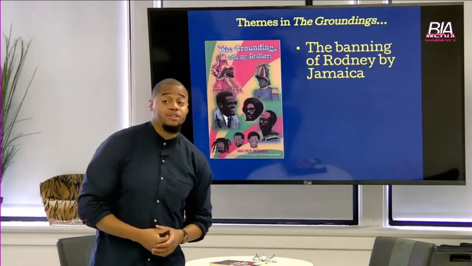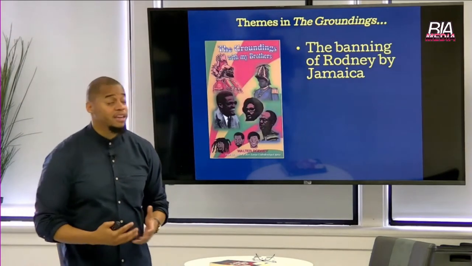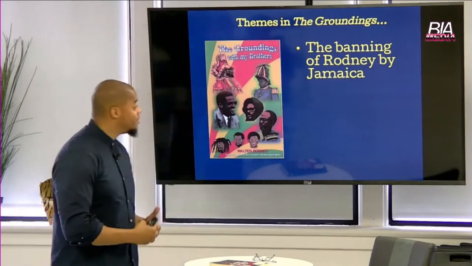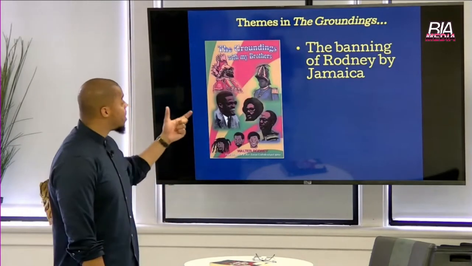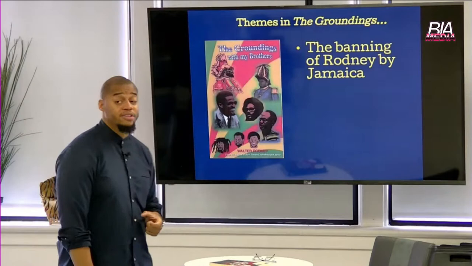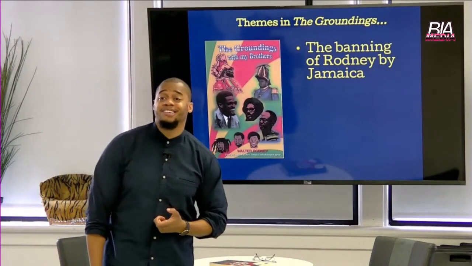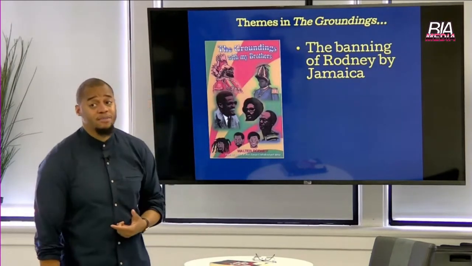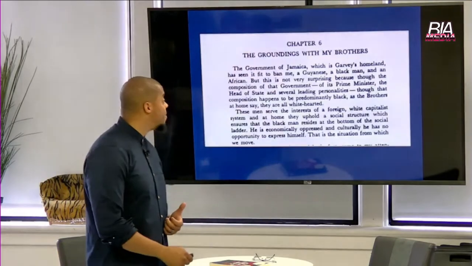Walter Rodney couldn't come back to Jamaica. He ends up going home to Guyana. He eventually goes back to Tanzania. But then he writes this book, The Groundings with My Brothers, talking about the situation. It's a number of lectures. So that's the first thing he talks about in the book, is the banning and what it meant.